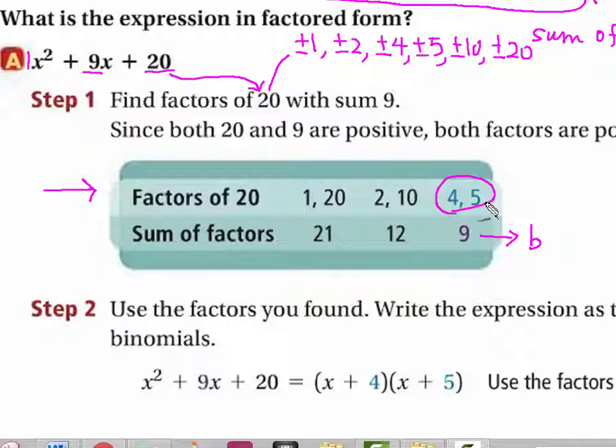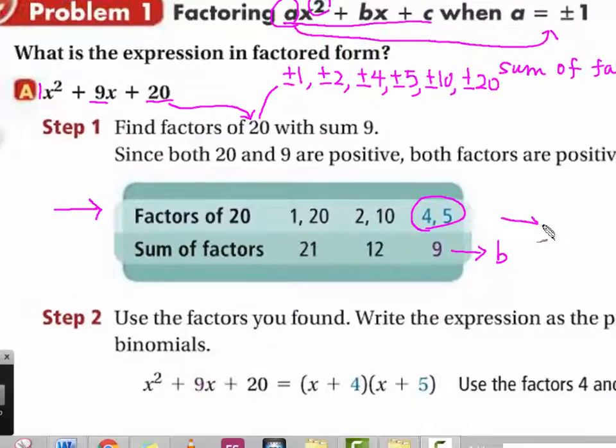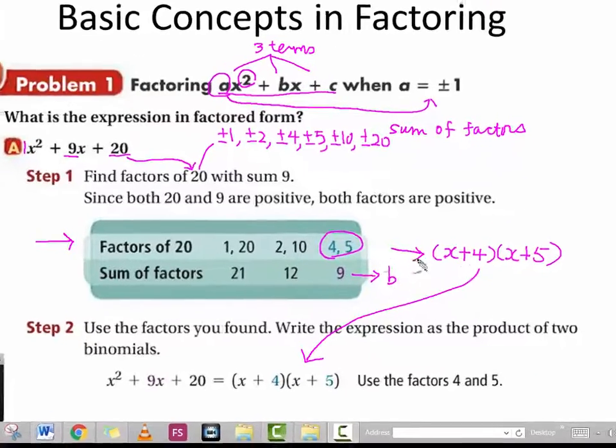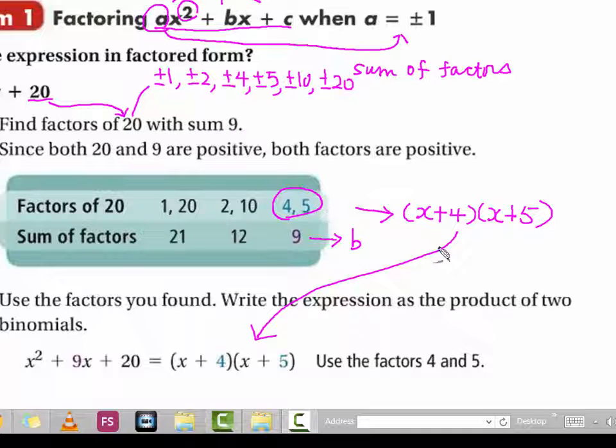Once you find this combination, you can write the expression like this, because plus 4 and plus 5 are the factors of this trinomial expression. So right now you have two binomials and the product is equal to this trinomial.